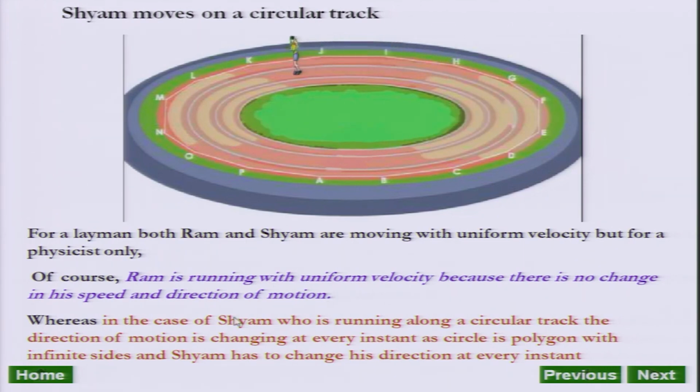Of course, Ram is running with uniform velocity because there is no change in his speed and direction of motion. Whereas in case of Shyam, who is running along a circular track, the direction of motion is changing at every instant, as a circle is a polygon with infinite sides and Shyam has to change his direction at every instant.